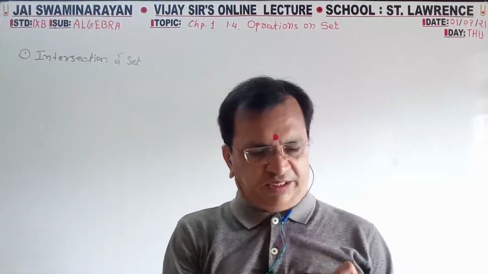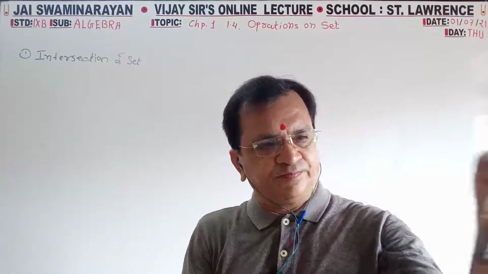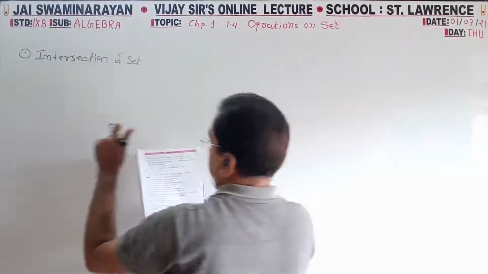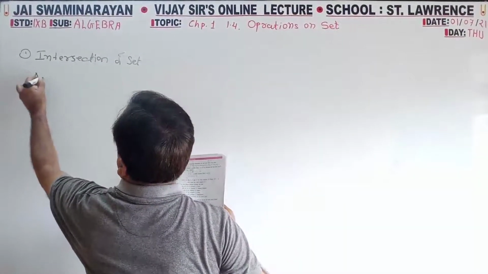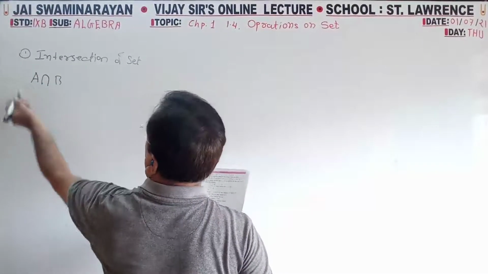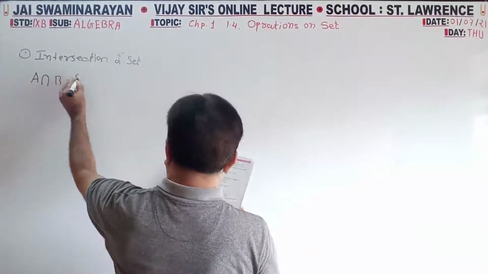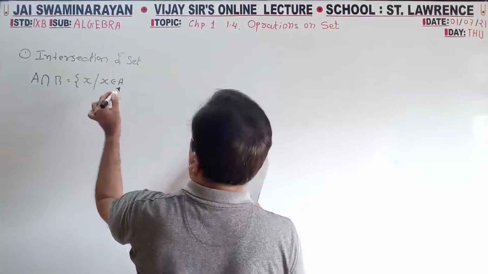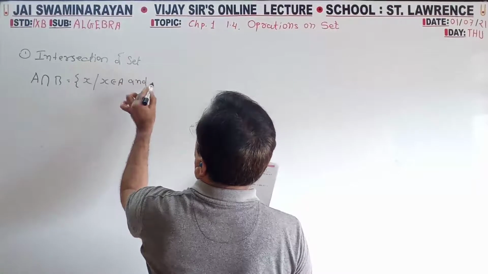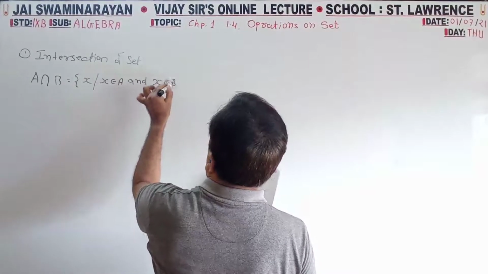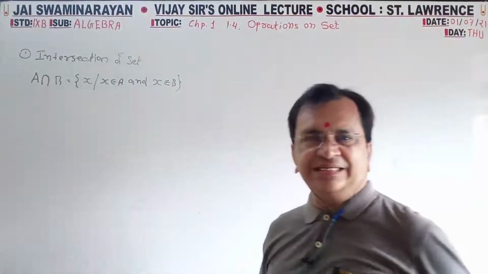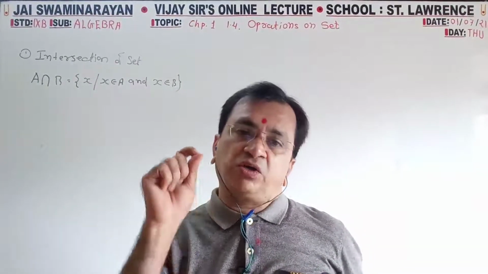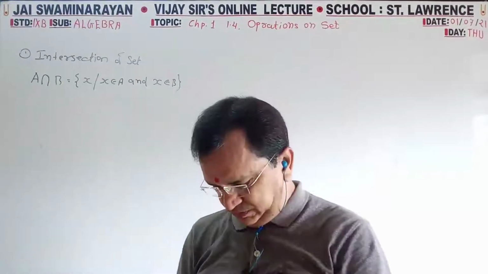Intersection of two sets means, this is the intersection symbol, inverted U, means x belongs to A and x belongs to B. A new set will be formed which belongs to A also, B also.